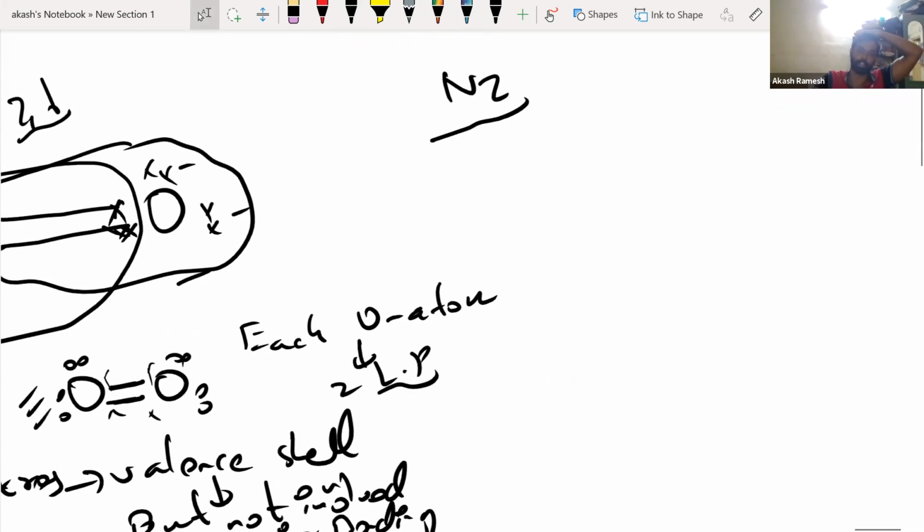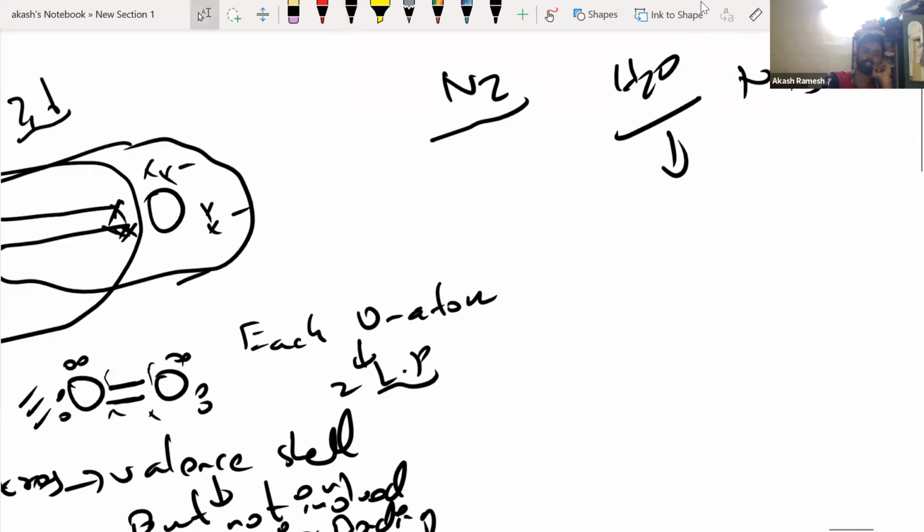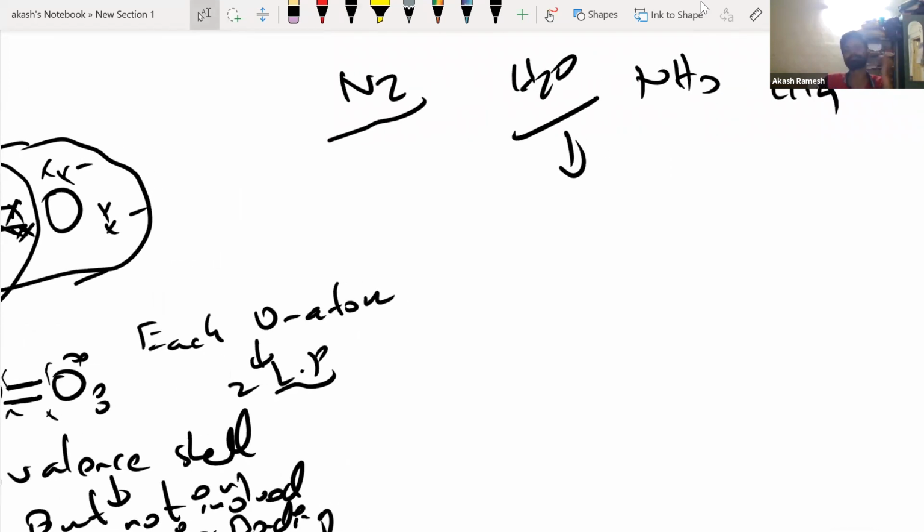If you're done with it, then go for the H2O molecule. Draw the structure. Let's wait for 30 more seconds. People who have completed N2, go for H2O. People who have completed H2O, go for ammonia. If you complete this also, then go for CH4. Actually, instead of CH4, you go for C2H4. It's a little complicated structure. We'll do that.